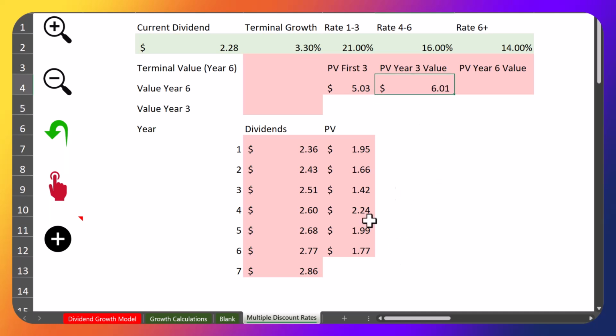And finally, we need to calculate a terminal value. So let's calculate the terminal value here. This is essentially value at the end of year 6. Take the year 7 dividend, divide that by the discount rate in the last portion minus the terminal growth rate. So this is value of the company at the end of year 6.